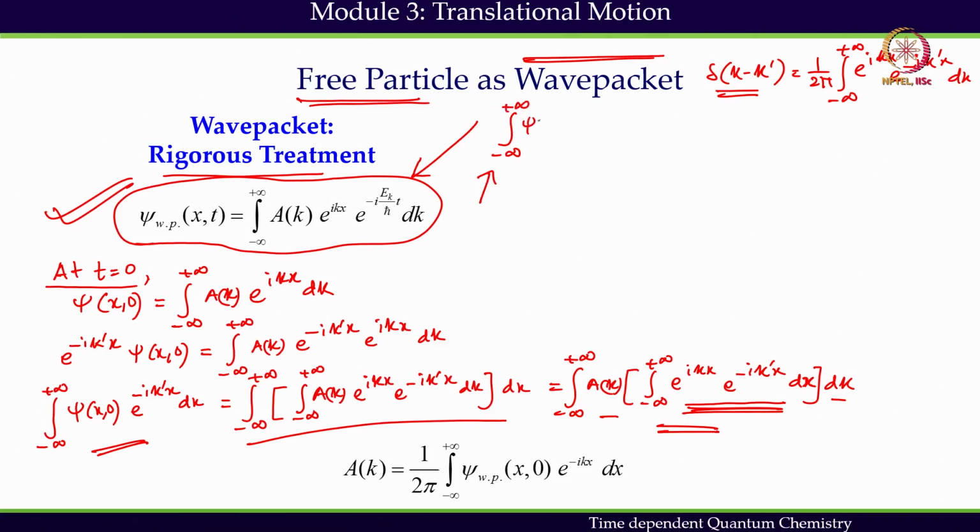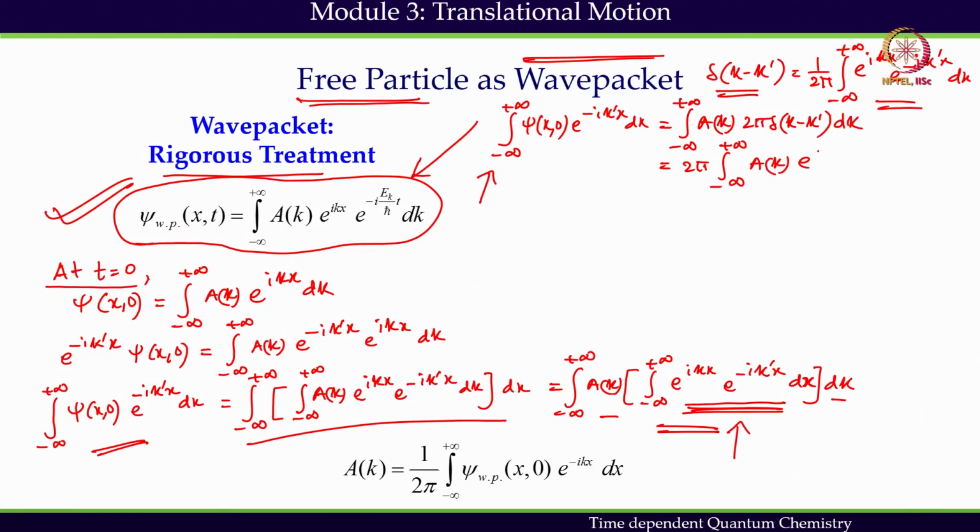Integral from minus infinity to plus infinity of psi x0 e to the power minus i k dash x dx equals, here I will insert this Dirac delta function, which is going to be integral from minus infinity to plus infinity of a k, then multiplied by 2 pi delta k minus k dash dk, or this is nothing but 2 pi times the integral from minus infinity to plus infinity of a k delta function of k minus k dash dk.